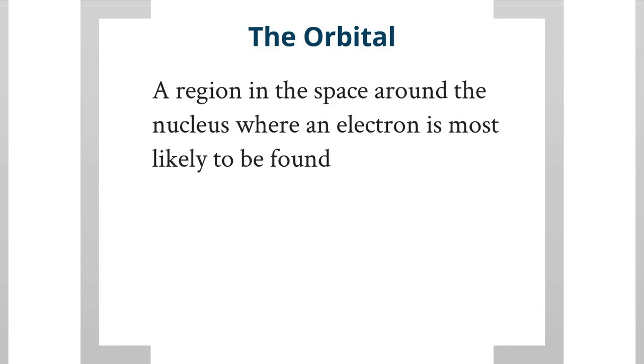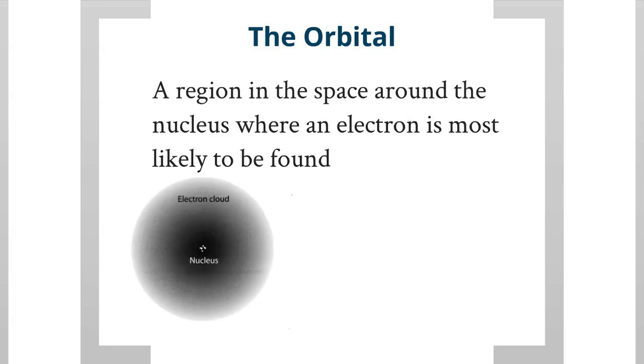So what can help us actually visualize the atom more accurately is called the orbital. Now an orbital is a region in the space around the nucleus where an electron is most likely to be found. For example, let's take a look at this model of an atom. It had just a nucleus and an electron cloud.